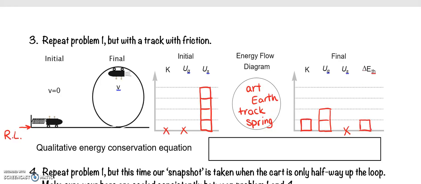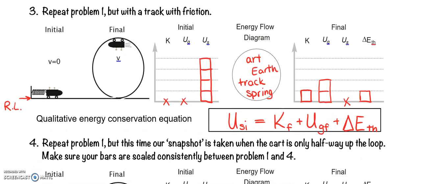toward thermal energy. When I'm writing my equation, I have that the initial elastic potential energy equals the final kinetic energy plus the final gravitational potential energy plus the change in thermal energy. Because this is a change in energy, you don't need a final on your thermal energy symbol.